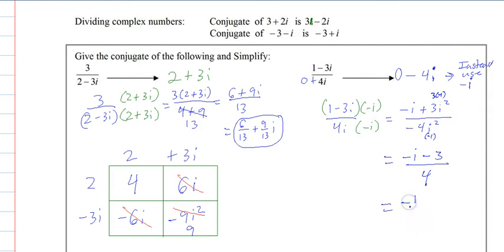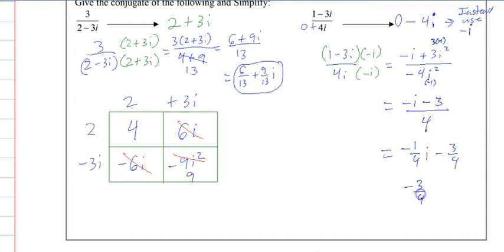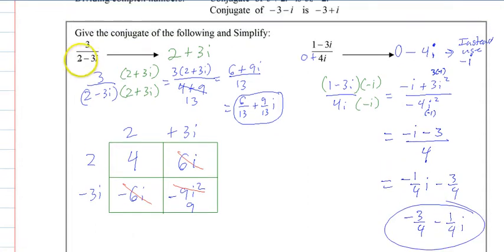So we get minus 1/4 i minus 3/4. And then just to switch it around, minus 3/4 minus 1/4 i. And that's our complex number. So if you see a denominator with 2 parts of a complex number, you have the real and the imaginary part, then you want to use a conjugate. If you just have the imaginary part, then just use minus i. You don't have to use the conjugate.